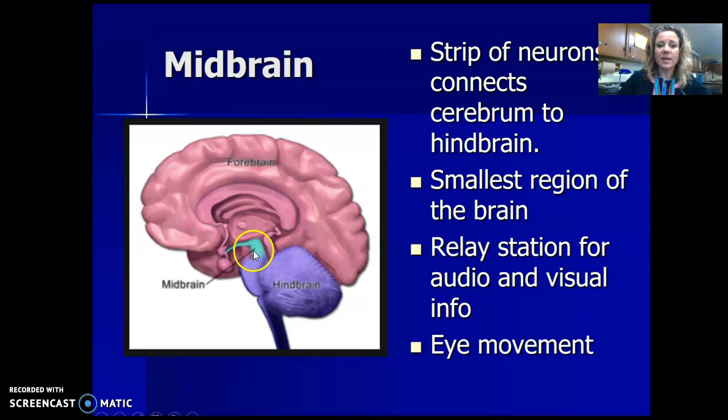On the anterior side, you have an area called the cerebral peduncles. And in the back, you have what's called the corpora quadrigemina, which are just some swellings, which we'll talk about on the next slide. In between those, you have the cerebral aqueduct, which is a canal filled with cerebral spinal fluid. And the cerebral aqueduct will connect the third ventricle with the fourth ventricle.